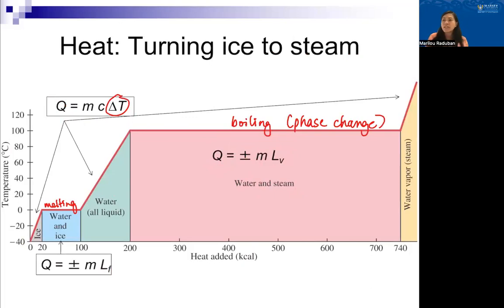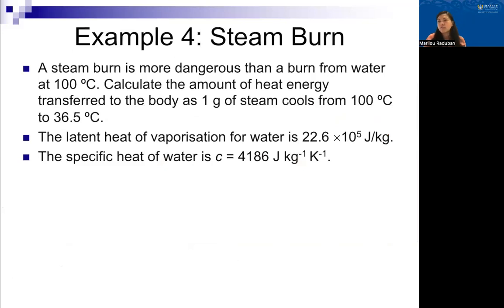Okay, now let's look at an example of combining the change Q is equal to mL and Q is equal to mc delta T, and knowing when to use them. A steam burn is more dangerous than a burn from water at 100 degrees Celsius. And this is really true, so be careful with steam. This example just gives us a numerical point of view of why steam is more dangerous than boiling water.